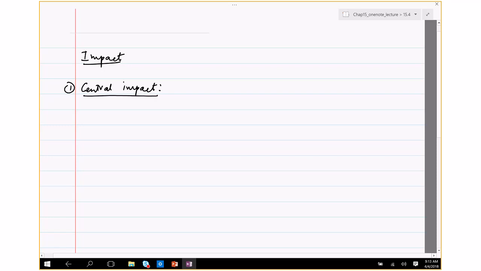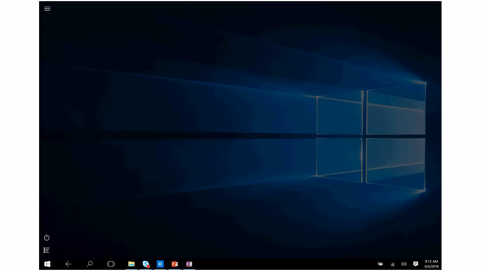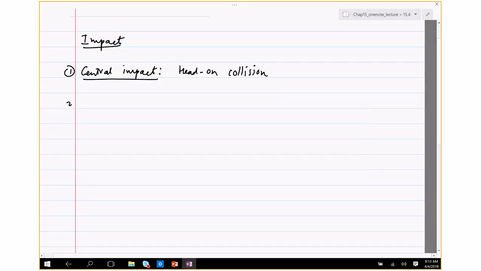Central impact is, well, one example would be a head-on collision. If somebody is traveling on the wrong side of the interstate, that would be a head-on impact. The other impact we'll be studying is what is known as oblique impact. This is what you might likely see if you're at a stop sign and two cars are traveling in directions which are not aligned, then you'll have an oblique impact.